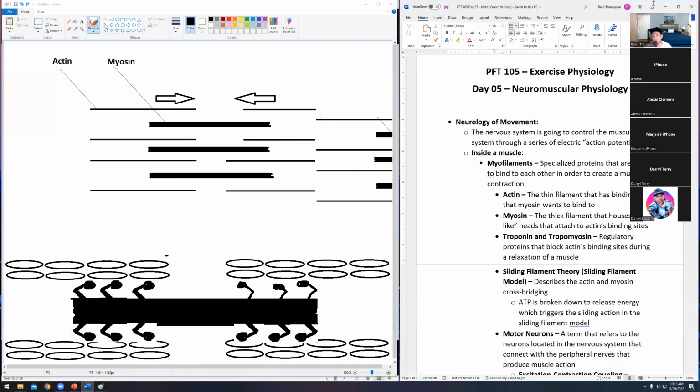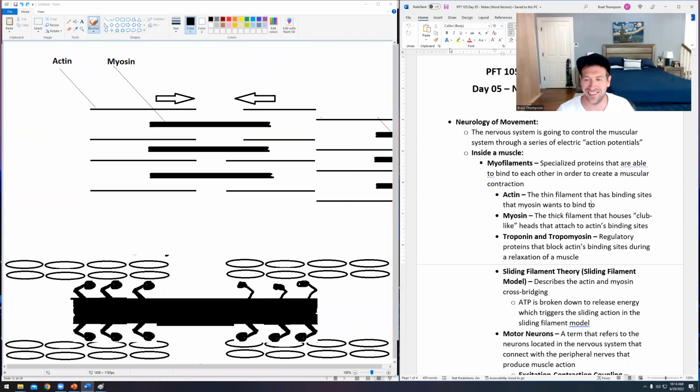So a lot going on with those proteins. Actin is this thin strand right here, and it's got all these little binding sites that myosin, which is the thick filament that has all these heads, wants to bind to. And the myosin is going to pull the actin towards its center on both sides. And that's what's going to create the sliding in the sliding filament.